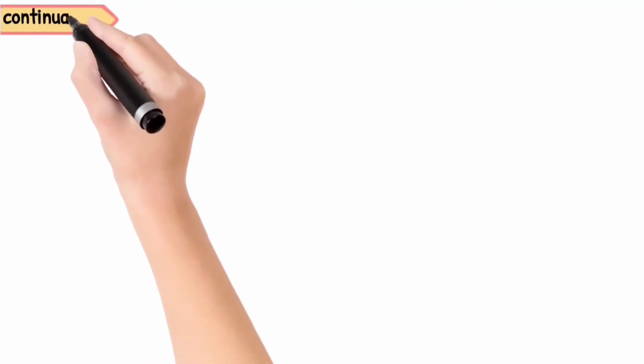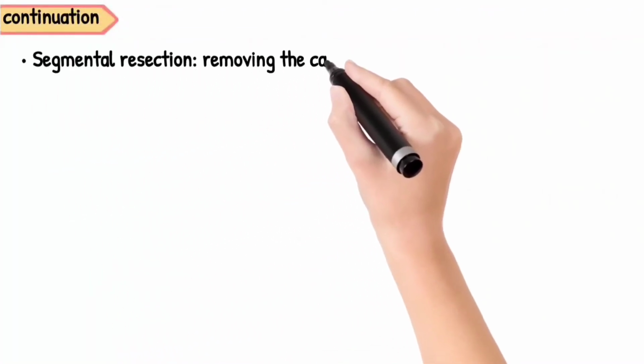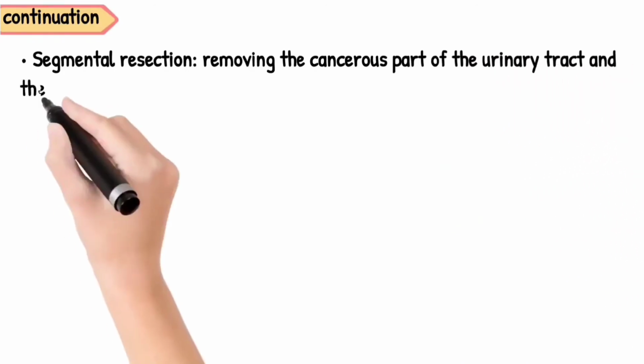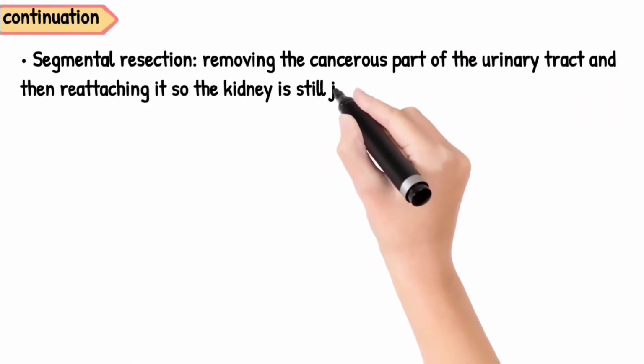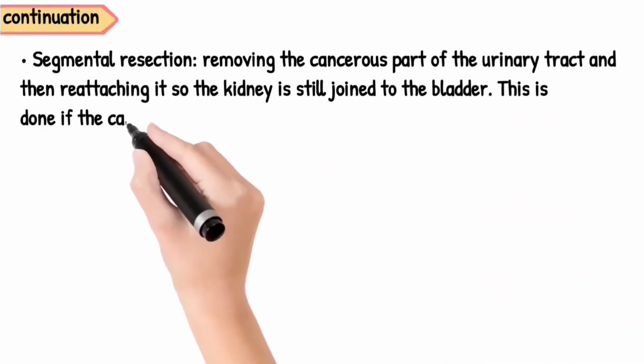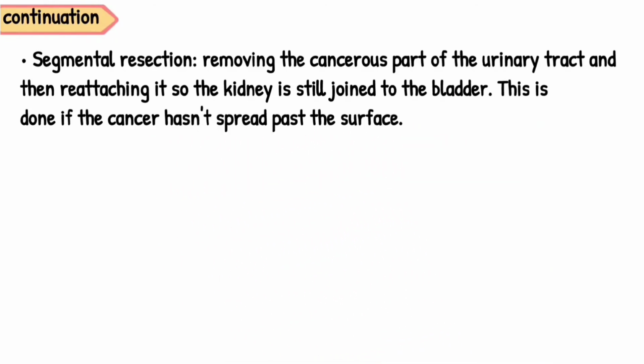If your doctor decides to spare the kidney, the tumor can be managed with segmental resection or endoscopic removal. Segmental resection is done by removing the cancerous part of the urinary tract and then reattaching it so the kidney is still joined to the bladder. This is done if the cancer hasn't spread past the surface.